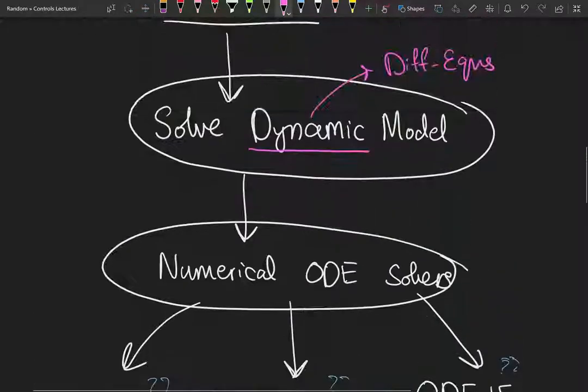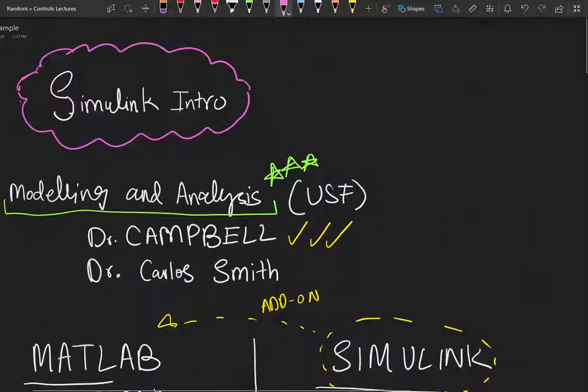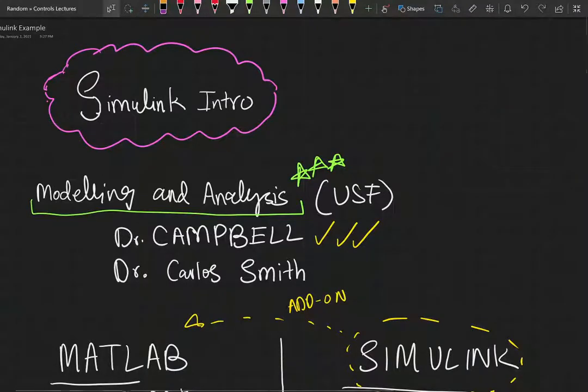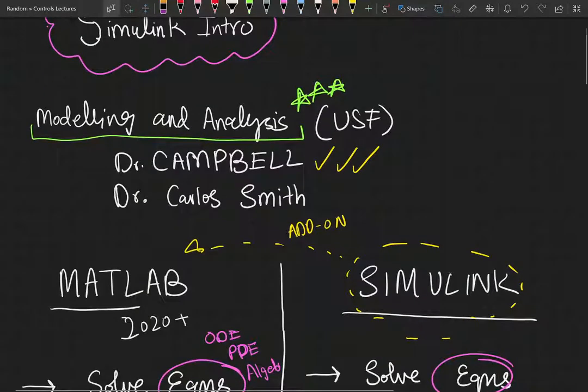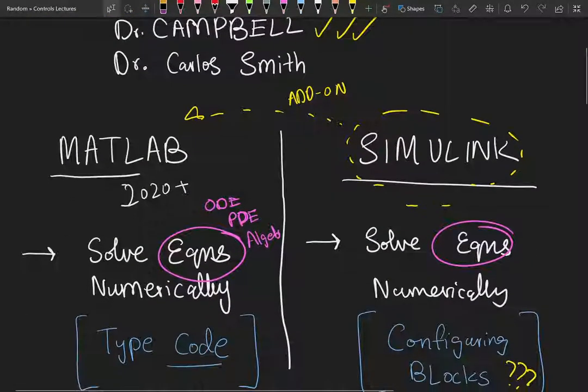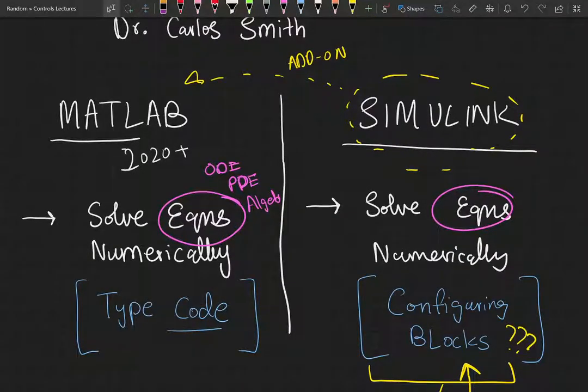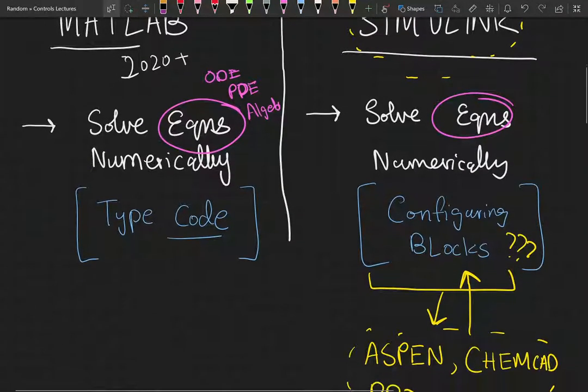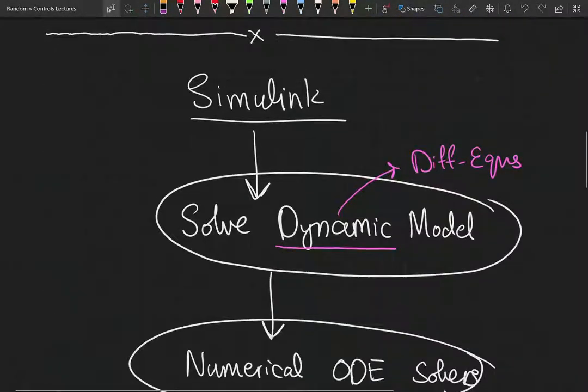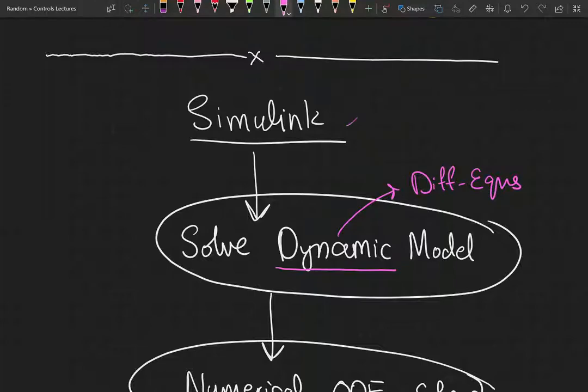All right, just a quick recap of what we've done. We gave some recognition to the guys who taught modeling and analysis. Thank you guys once again. MATLAB and Simulink, we discussed the differences. Both achieve the same goal. The methods are slightly different. One, you type code. The other one, you configure blocks. Good, good. All right, we're going to open Simulink.